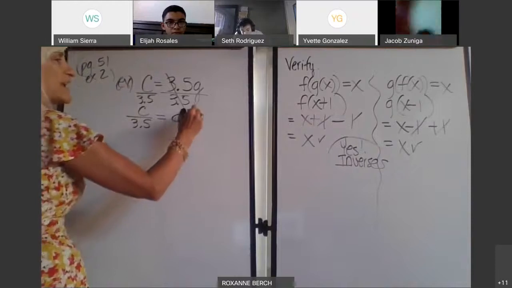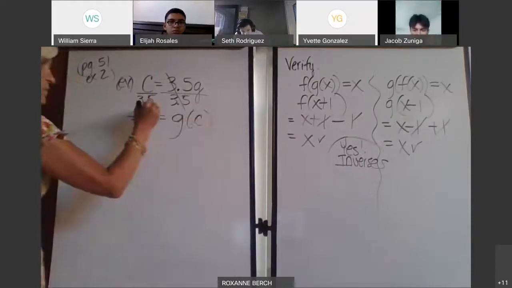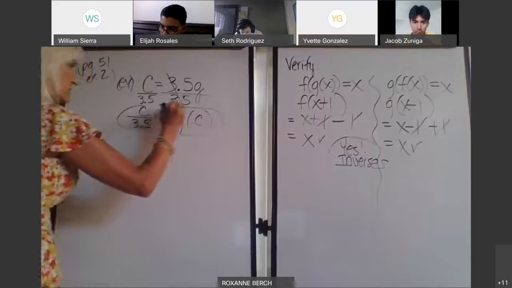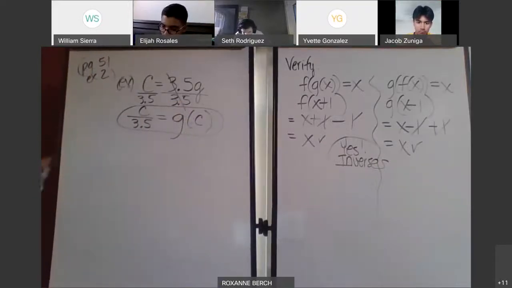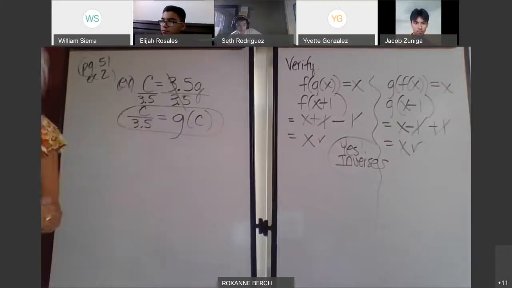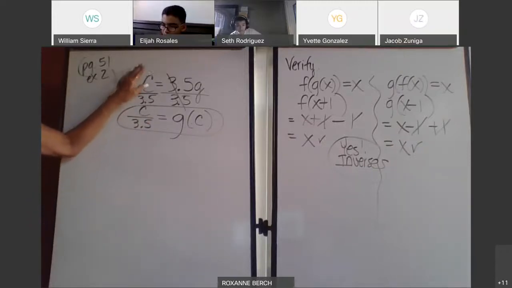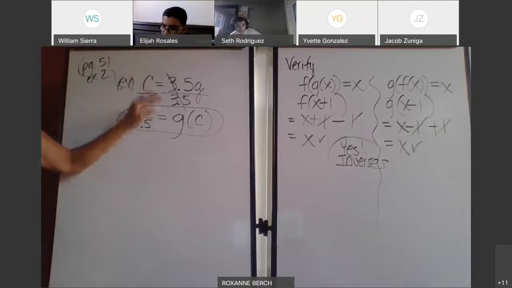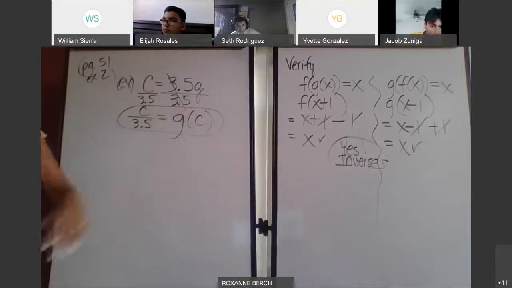So we would just write gas in terms of costs now. So all you do is just solve for the other variable. So like I said, this is cost of gas. This is gas in terms of cost.